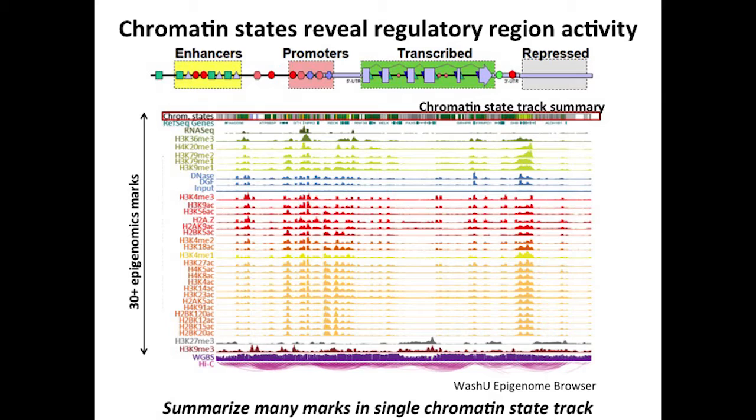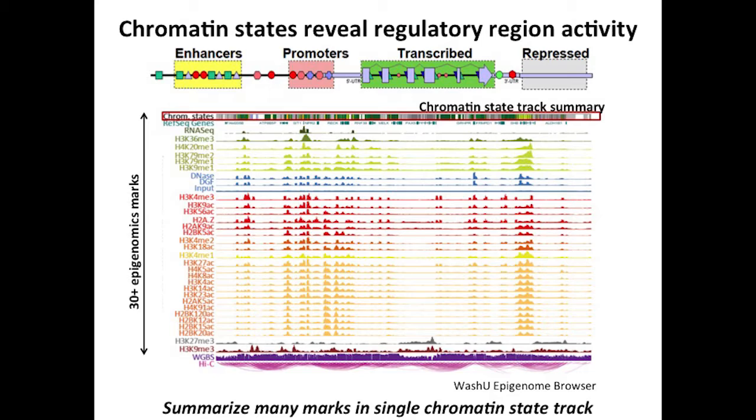You have whole genome bisulfite sequencing that tells you about DNA methylation. You have a bunch of different histone modification marks. You have DNA accessibility that tells you about what regions are actually open. And then you also have RNA sequencing that tells you what regions are actually transcribed and processed into RNA from the DNA. So every one of these tracks basically tells you what is the underlying frequency with which that quantification is found in every position of the genome.